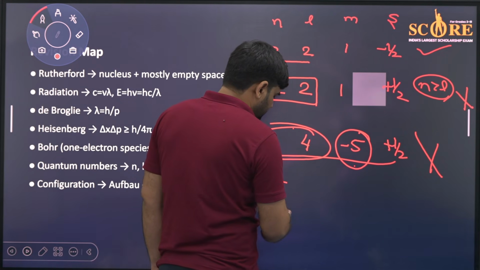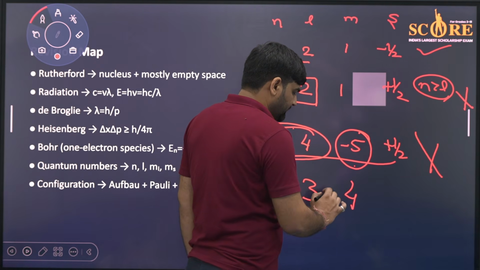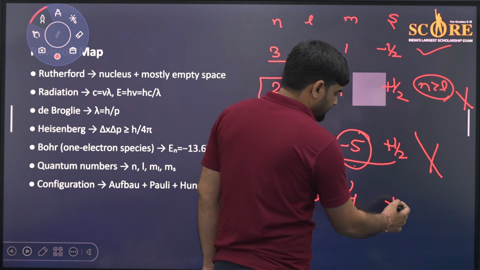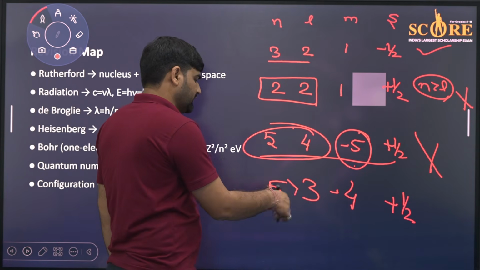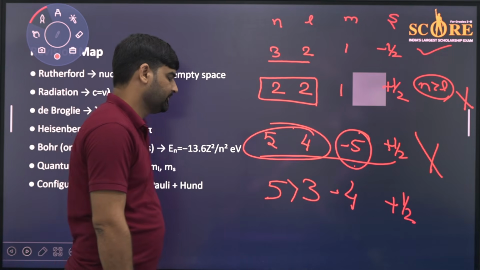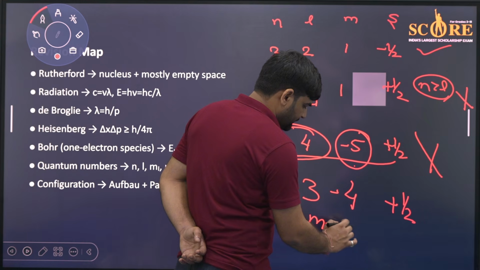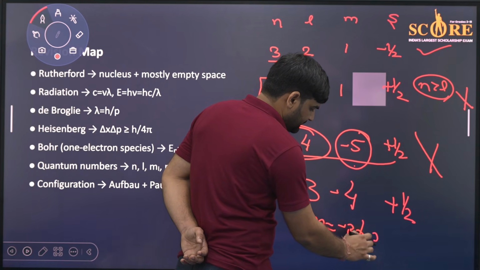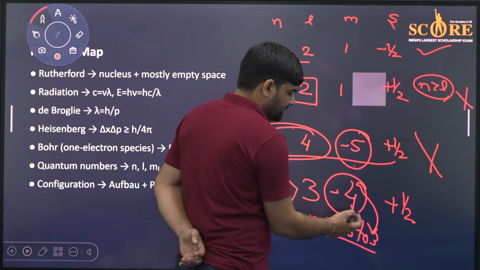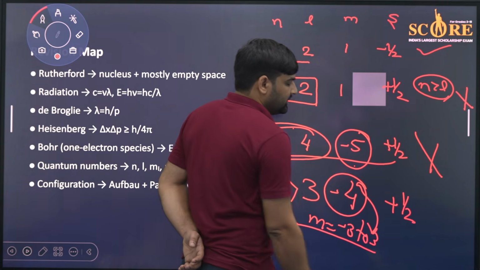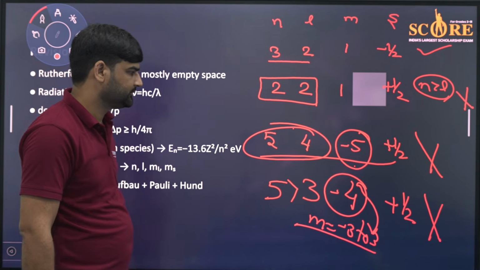N is 5, L is 3, M is minus 4, and spin is plus half. N greater than L, there is no issue, but M must be from minus L to plus L. This number does not lie in that range, which means M is wrong. This quantum number set is also incorrect.